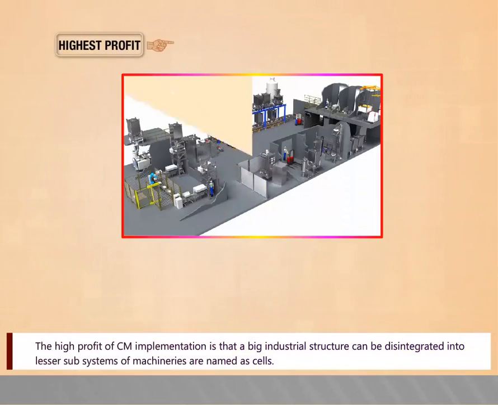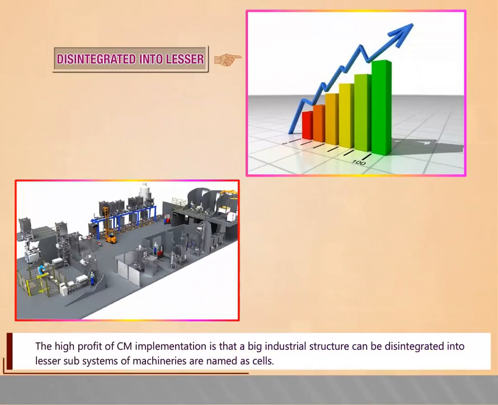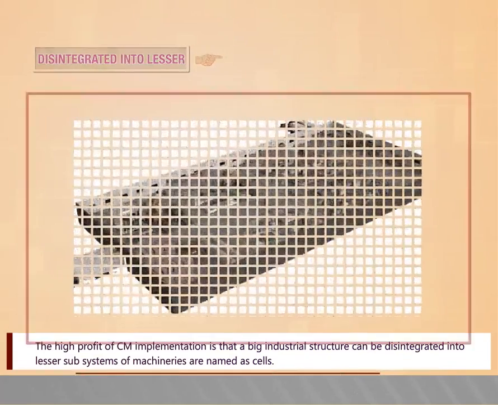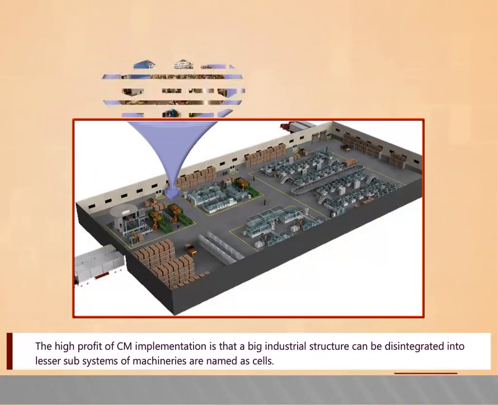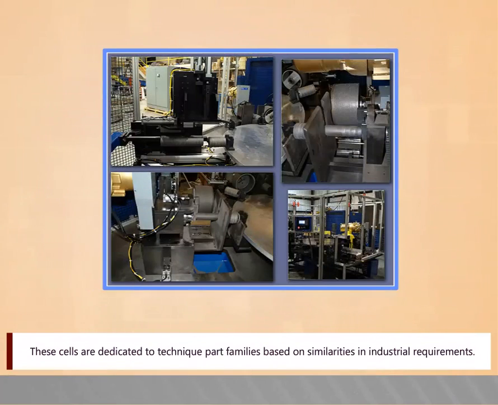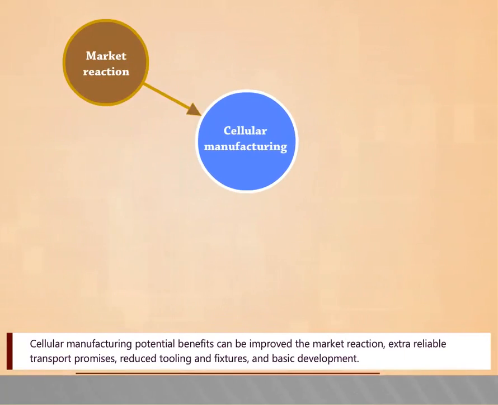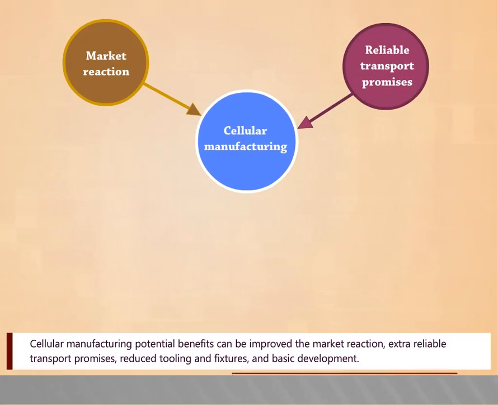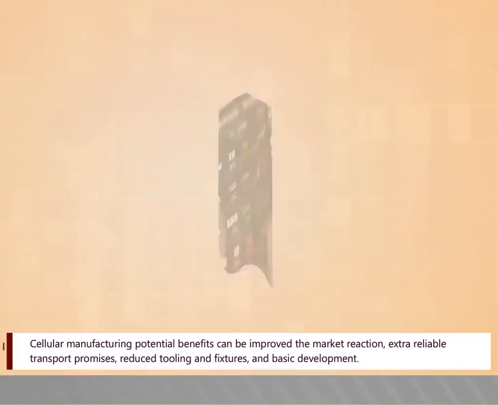The high profit of CM implementation is that a big industrial structure can be disintegrated into lesser subsystems of machineries named as cells. These cells are dedicated to particular part families based on similarities in industrial requirements. Cellular manufacturing's potential benefits are improved market reaction, more reliable transport promises, reduced tooling and fixtures, and basic development.